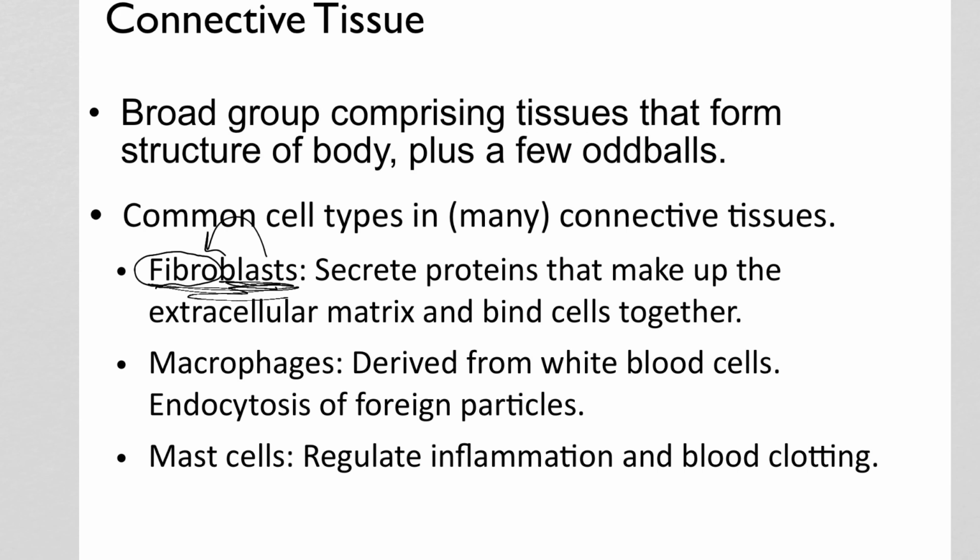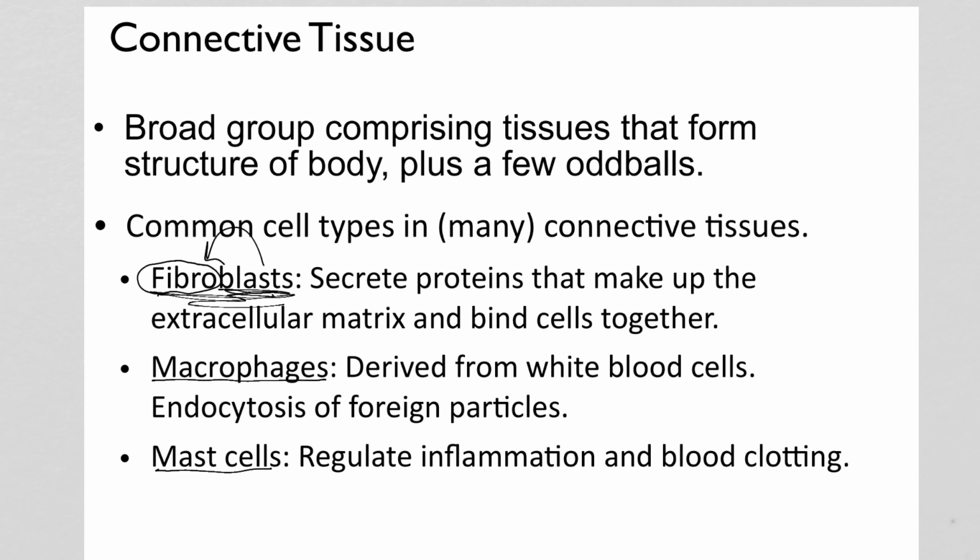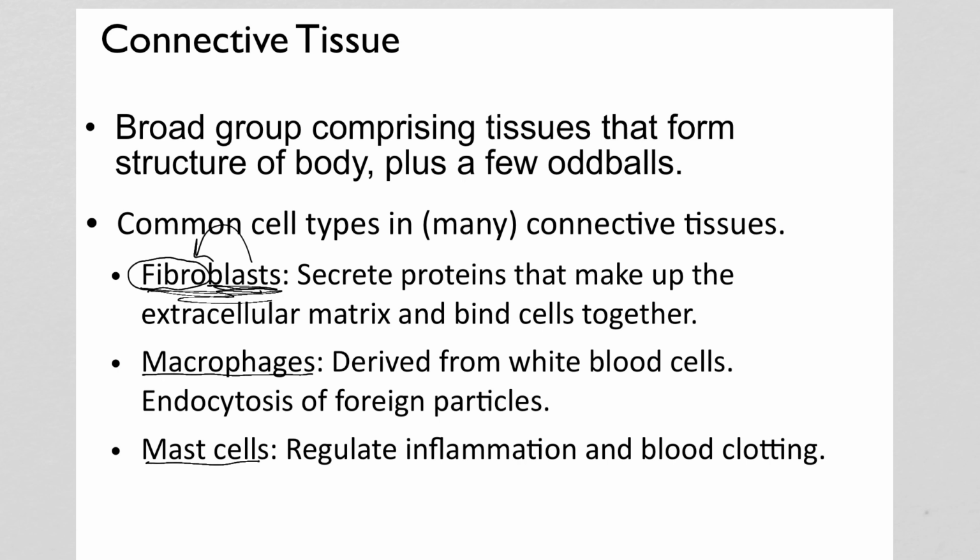Right? The other common cell types, macrophages and mast cells, are both derived from the immune system. Macrophages leave the blood and stay in connective tissue permanently. They're looking for infections, searching for bacteria, viruses, damaged human cells, anything that might need to be cleaned up and destroyed. And mast cells are regulating inflammation.